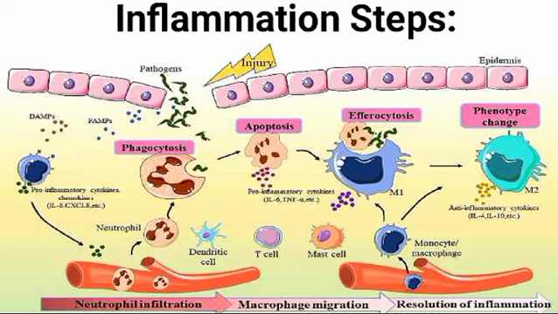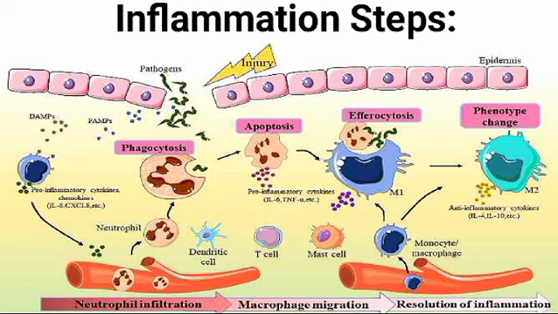After this, upon detection of the threat, these immune cells release chemical mediators such as histamines, prostaglandins, leukotrienes, and cytokines. These mediators serve various purposes, including increasing blood flow to the affected area, enhancing vascular permeability, and attracting other immune cells to the site of the injury.